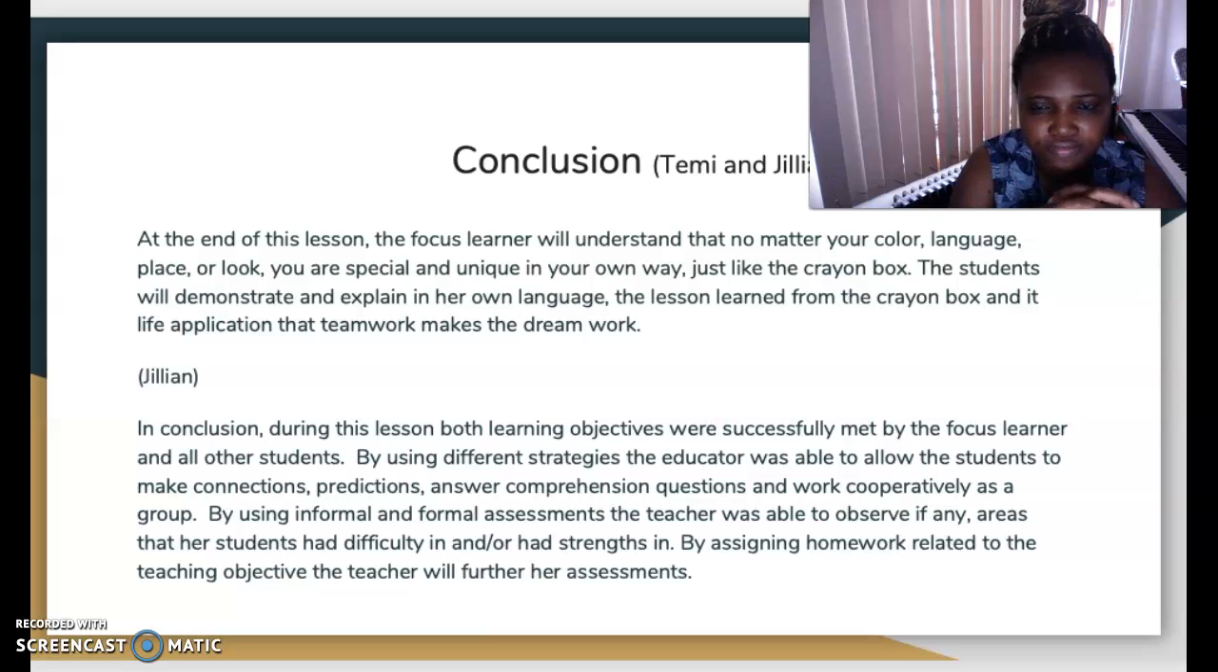In this lesson, they have to know how to deal with people, because people cannot be the same, no matter where you come from. You just have to learn to accept people and respect them for who they are, and learn to work together so that you can make a successful ending.